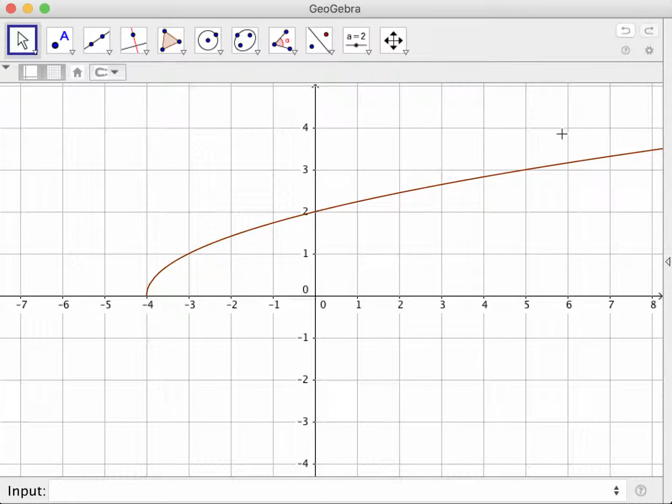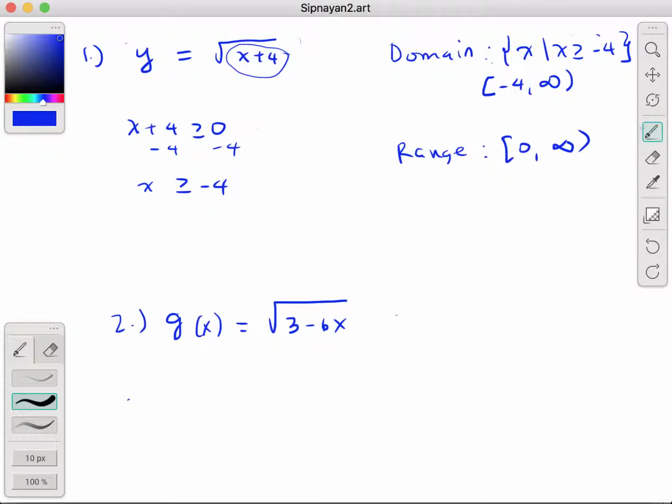Itong mga points na to. So, from 0 to infinity, which is the same here. So, again, this is confirmed, no? Both graphically and yung pagsinod natin, yung range and domain ng function, first function natin.